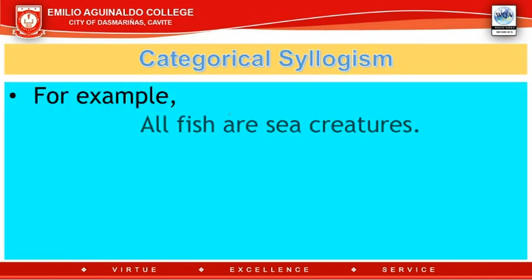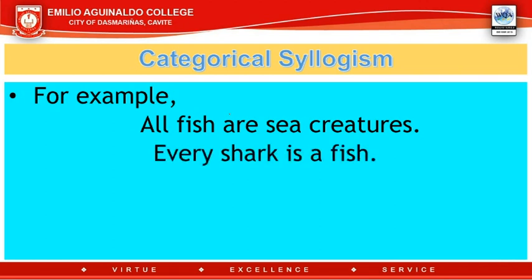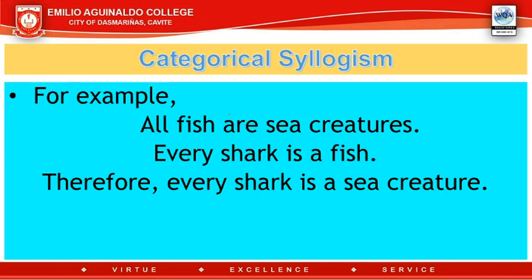Now, for example, if all fish are sea creatures, every shark is a fish, therefore every shark is a sea creature. Okay, we have here all P are Q. So R is P. So therefore R is Q. Okay, this is an example of categorical syllogism.